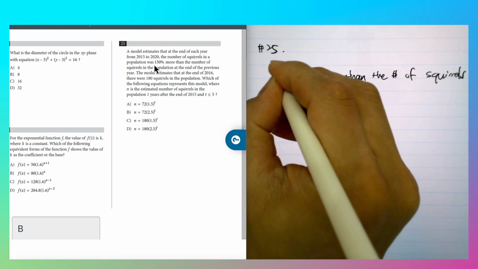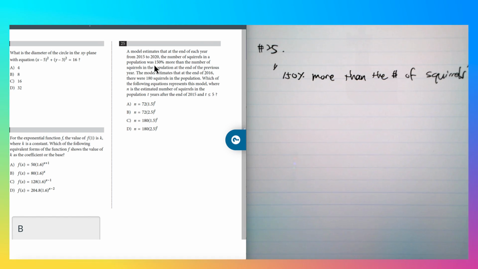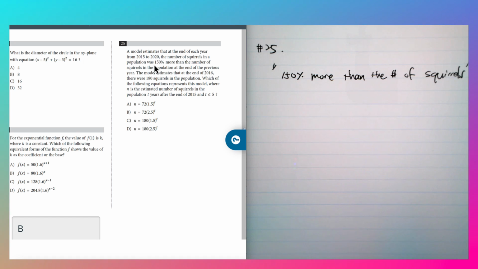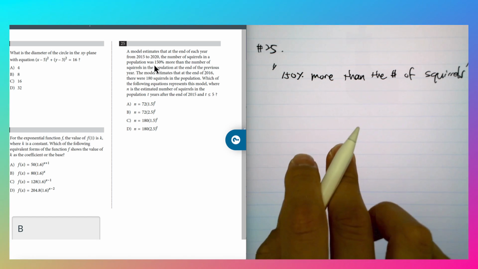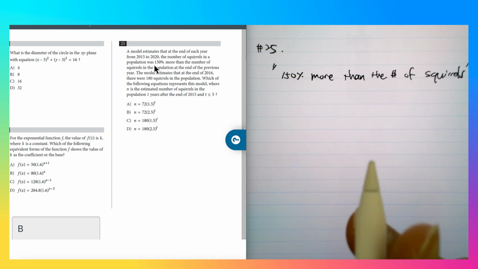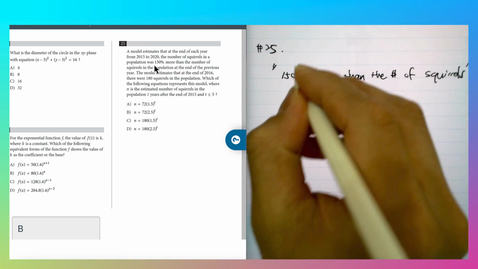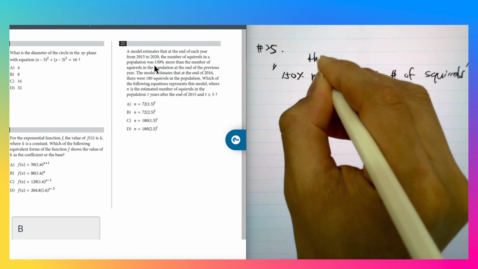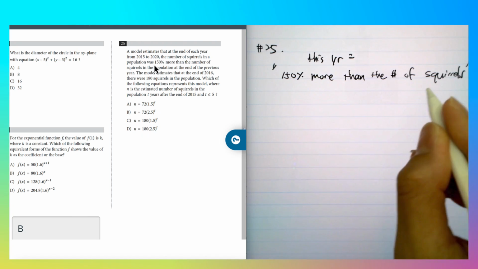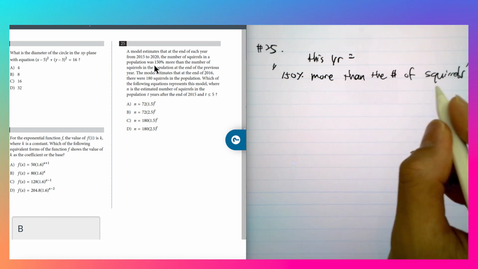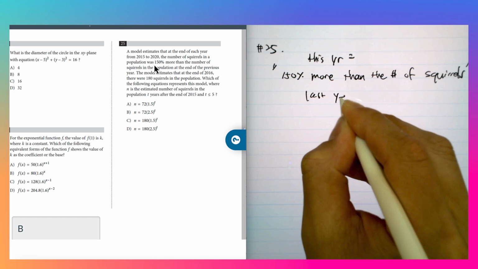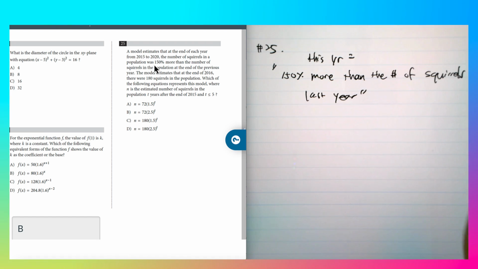Okay, so I'm just going to pay attention to this phrase because we're going to get the equation out of this. So, from the previous year. So this year's population is 150% more than the number of squirrels last year. We can use a variable, but we'll get there first. They want to tell us what variable we must use. Let's continue with the next sentence.